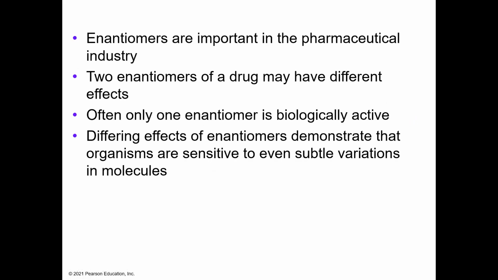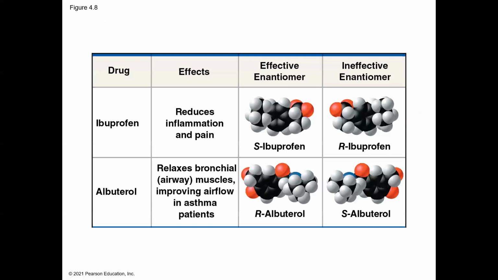Enantiomers are important in the pharmaceutical industry because we can use them to make drugs. Two enantiomers of a drug may have different effects. Often only one enantiomer is biologically active. The differing effects of enantiomers demonstrate that organisms are sensitive to even subtle variations in molecules.